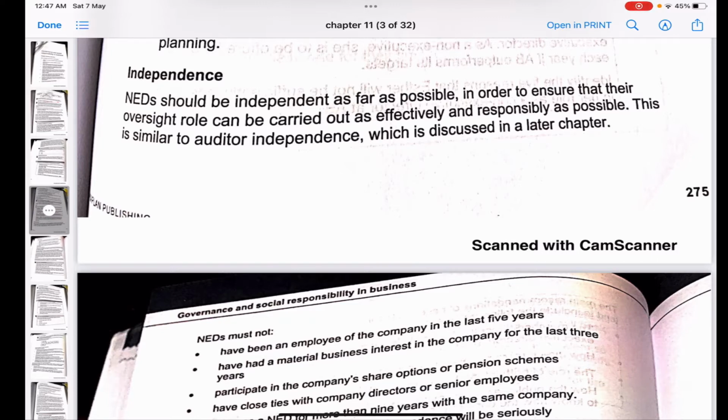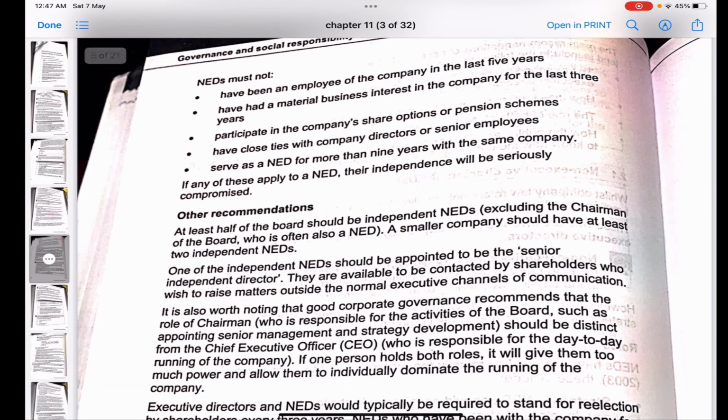So in order to ensure that their oversight role can be carried out as effectively and responsibly as possible, this is similar to auditor independence, which is discussed in a later chapter. NEDs must not. So these are some of the rules which NEDs have to follow. If someone wants to be the NED of a company, they should not have been an employee of the company in the last 5 years. So in the last 5 years, I should not be working in the company if I want to be the NED. They should not have had a material business interest in the company for the last 3 years.